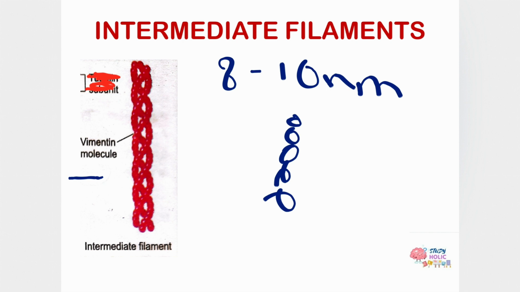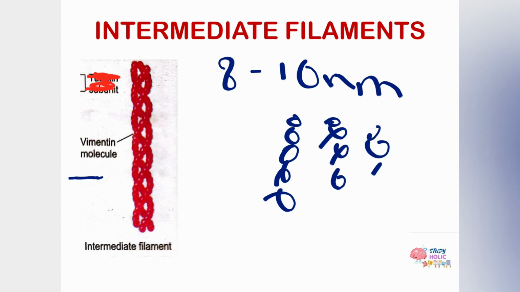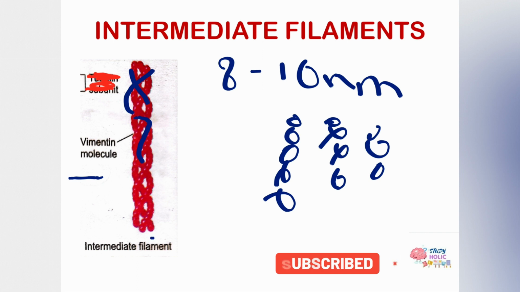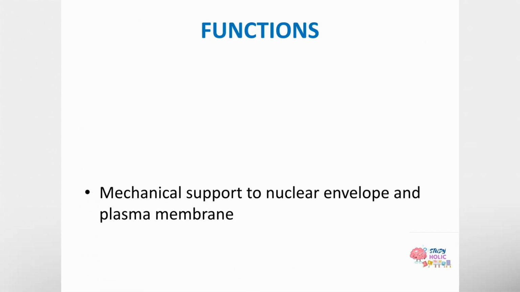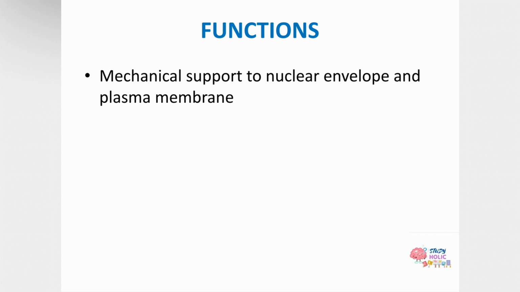When vimentin molecules make three chains, it results in the formation of an intermediate filament. Here is the one, here is the two, and in between there is running the third one as well. Look, one, two, and three. And these filaments are twisted in such a way that there is no hollow space, such as that in microtubules. So what's the function of intermediate filaments? They basically provide mechanical support to the nuclear envelope and plasma membrane. So that was all about the cytoskeleton, which is made up of microfilaments, microtubules, and intermediate filaments.